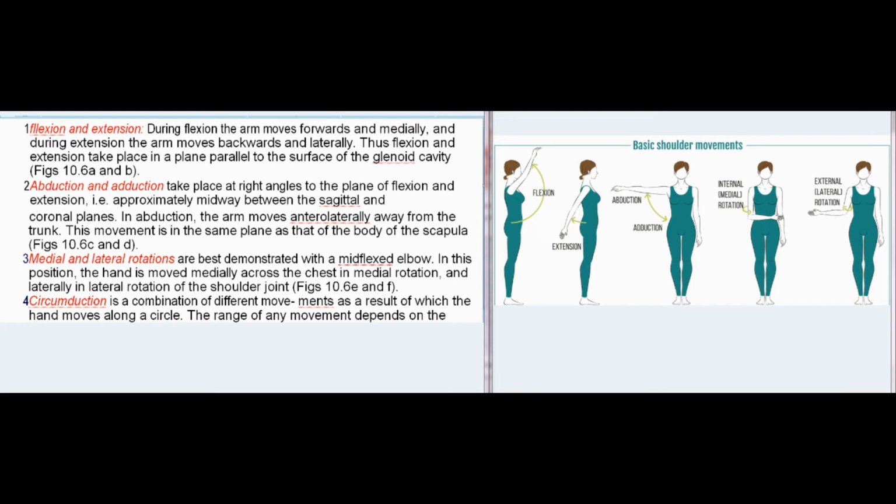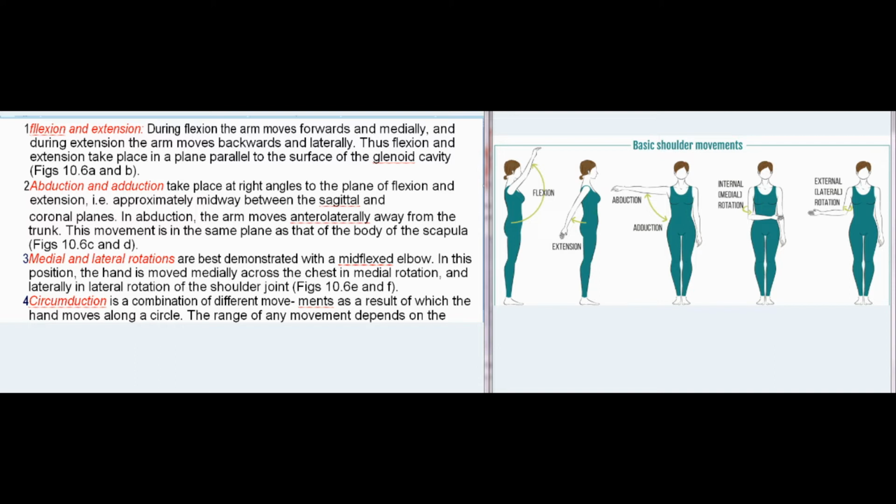1. Flexion and extension. During flexion the arm moves forwards and medially, and during extension the arm moves backwards and laterally. Thus flexion and extension take place in a plane parallel to the surface of the glenoid cavity, Figs 10.6a and b. 2. Abduction and adduction take place at right angles to the plane of flexion and extension, i.e. approximately midway between the sagittal and coronal planes. In abduction, the arm moves anterolaterally away from the trunk. This movement is in the same plane as that of the body of the scapula, Figs 10.6c and d. 3.